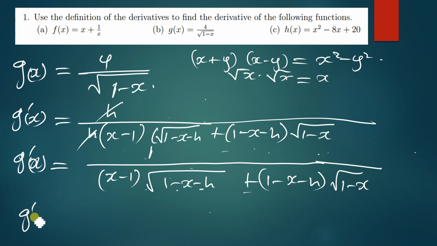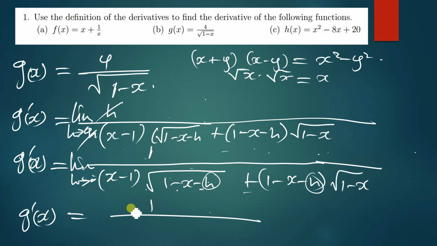So from there now we can write the final answer. And I've been forgetting to write the limit as h approaches 0. The limit as h approaches 0. So we can find the limit of this expression. So we replace this h with 0. If you put 0 there and 0 there, you're just going to remain with 1 over x minus 1 and the root of 1 minus x.